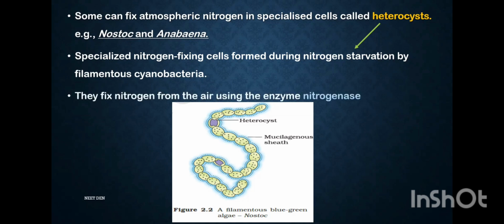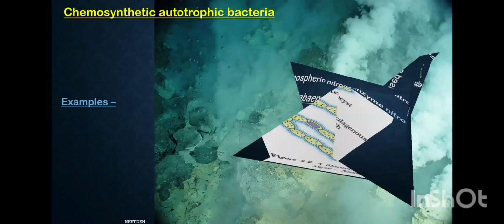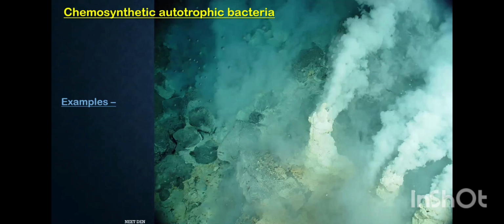They fix nitrogen from air using the enzyme nitrogenase. So this was about the photosynthetic eubacteria, that is cyanobacteria, which is an autotroph. Let us move on to another type of eubacteria, which is another autotroph, but it is a chemosynthetic autotroph.